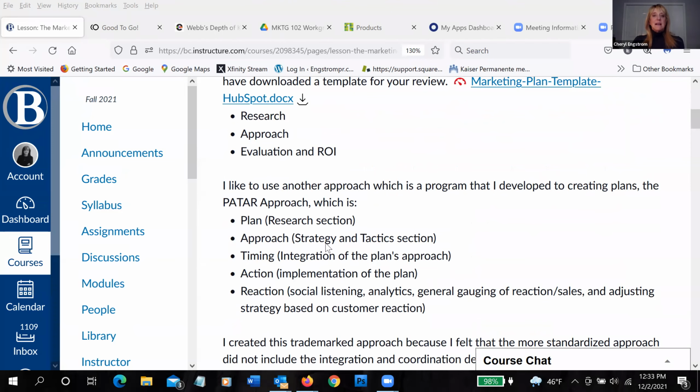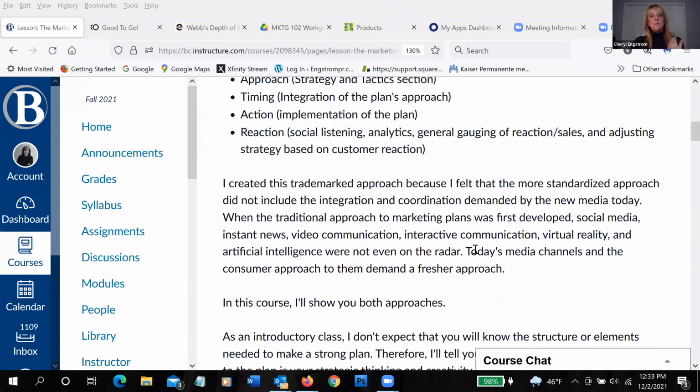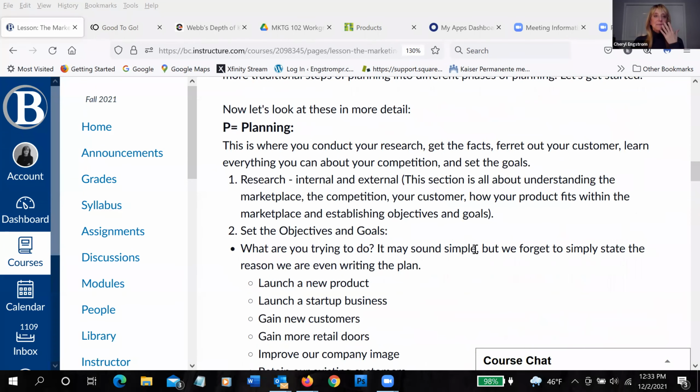But for us, I talked to you briefly about the PATAR approach, and the PATAR approach basically takes each of the elements you've done, or what I still hope for you to do, and puts them into the PATAR. The planning was all of your research, your setting of your goals, the competitive analysis, any of those kinds of things that we did at the beginning.